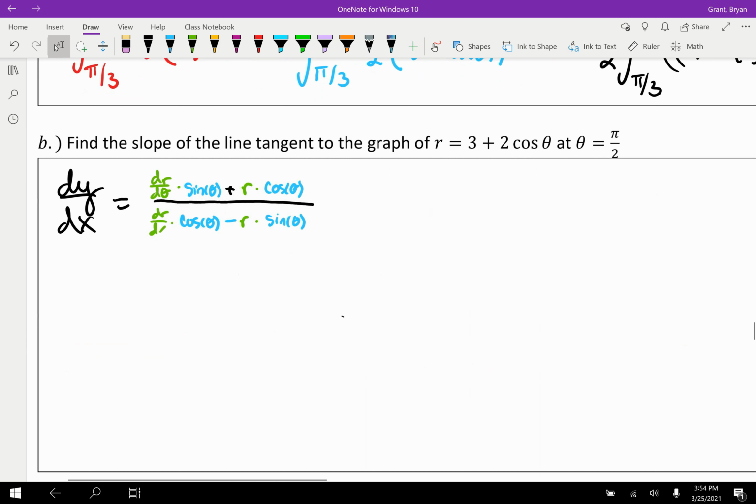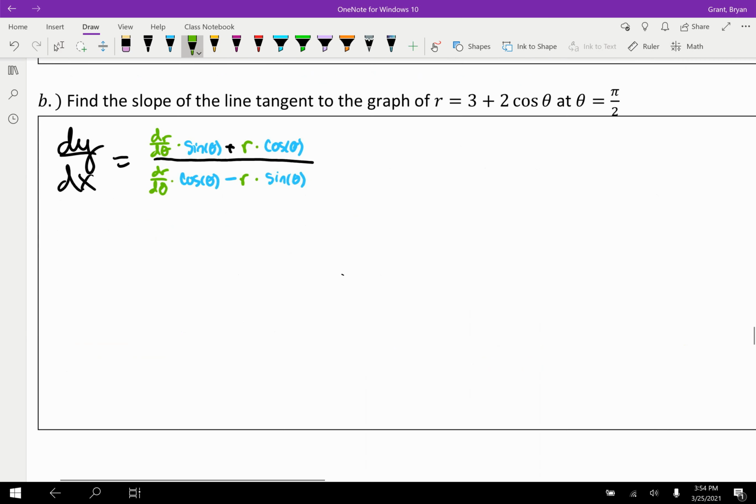Okay, so what do we actually need to use here? And this is dr d theta. Well, let's list everything important and then start substituting them in. We know that r is 3 plus 2 cosine of theta. We also are going to need dr d theta. So if I find that, dr d theta is just the derivative, so 0 minus 2 sine of theta, right? Derivative of cosine is negative sine.